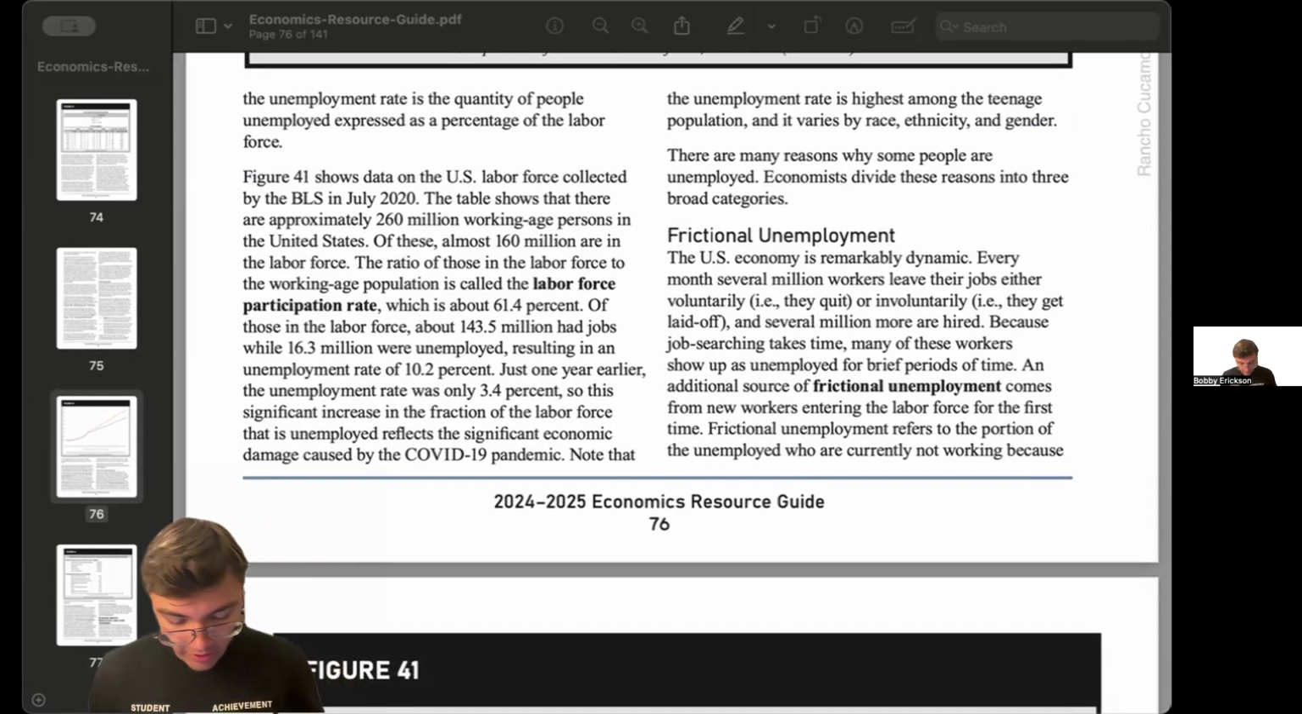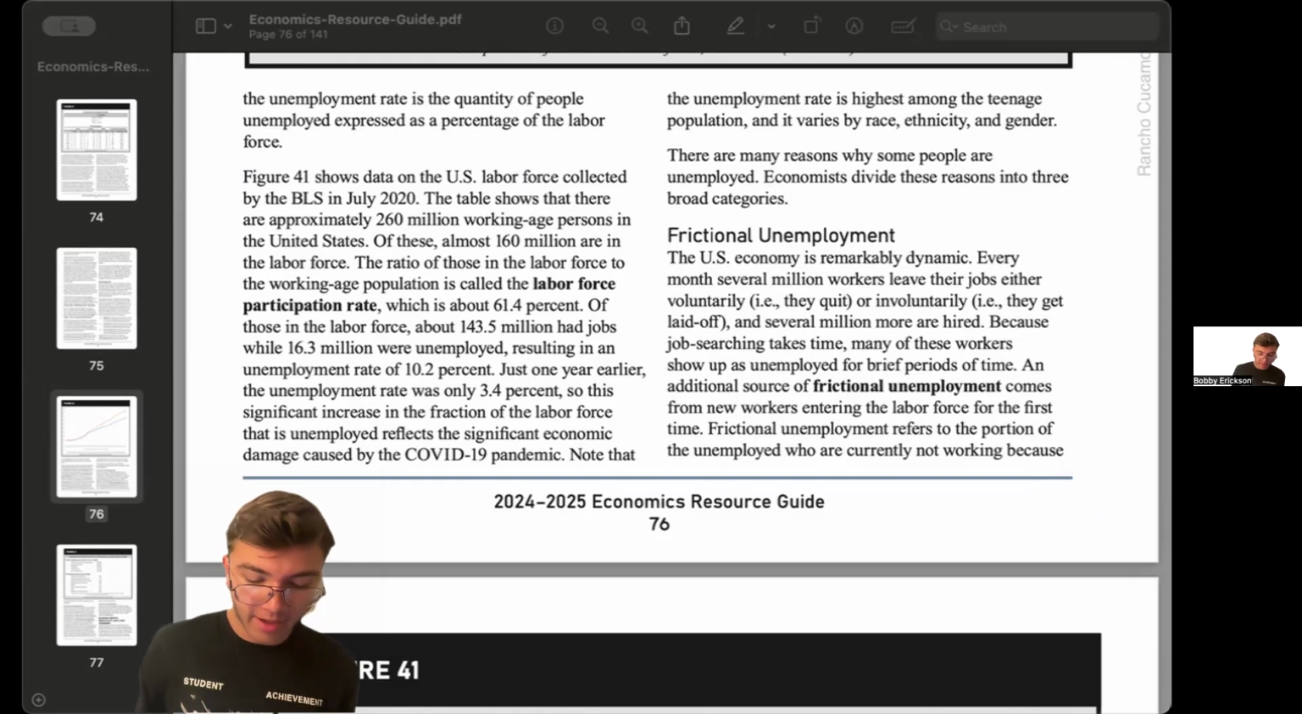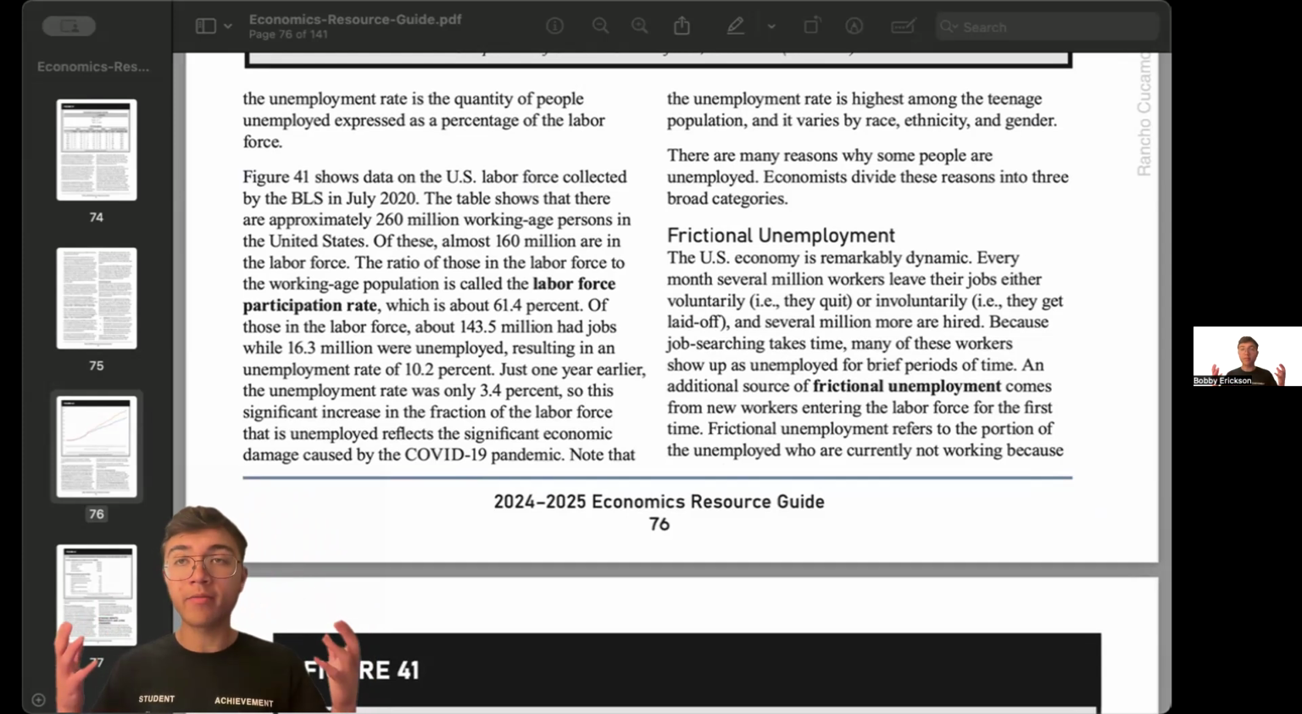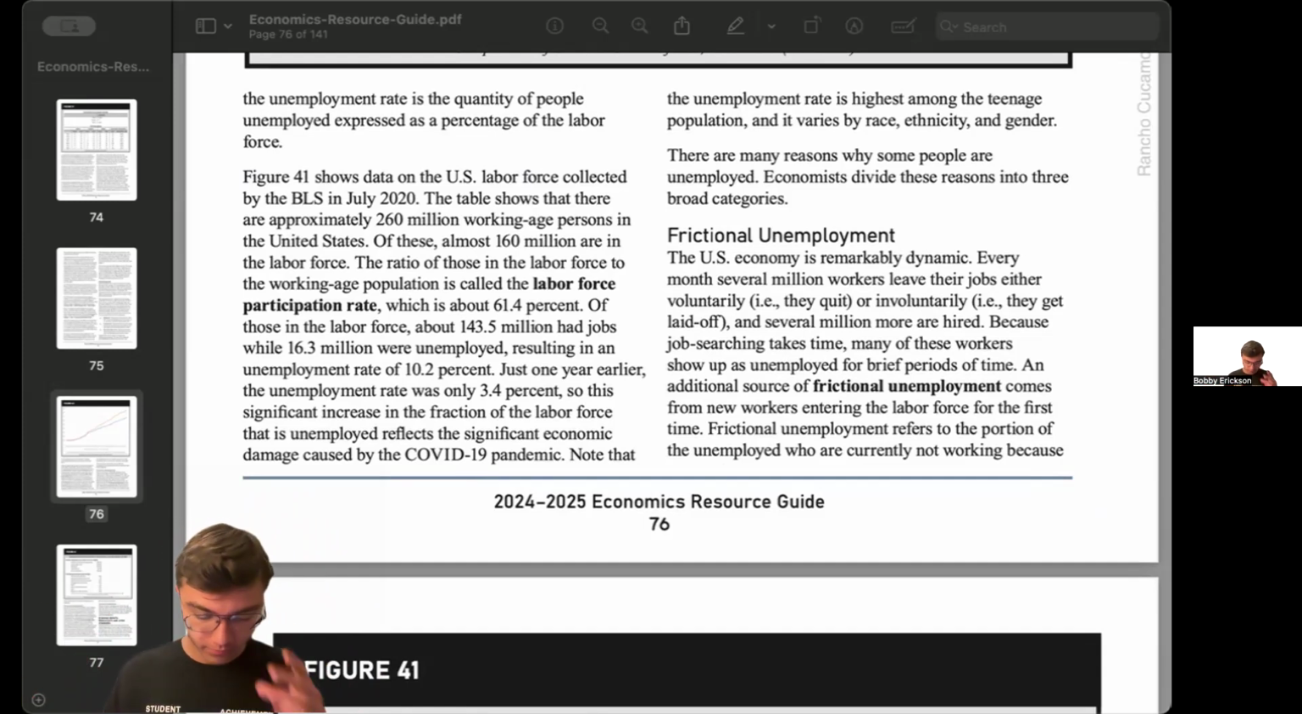Now, this is a significantly higher unemployment rate, and this is due to the COVID-19 pandemic. And so we can see the labor force participation rate and the unemployment rate are two very different things. The labor force participation rate is how many people are working out of all the people that could be working. And the unemployment rate is those unemployed out of those who are in the labor force.